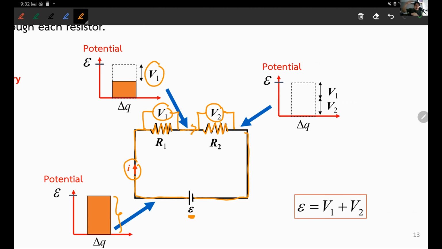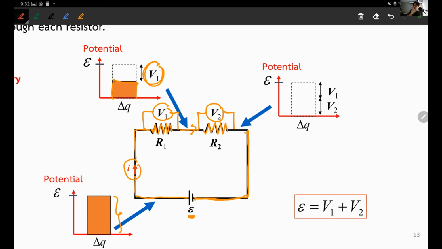Okay, so when it comes out over here, you come with the full energy. That's a whole bar. When it goes through R1, V1 has been taken away. So your energy is reduced. Okay, and once you go through the second R, the R2, then the energy has been taken out completely. So you come out with nothing, and then you start going through the charge pump again, and the cycle just keeps going. So that completes the circuit.